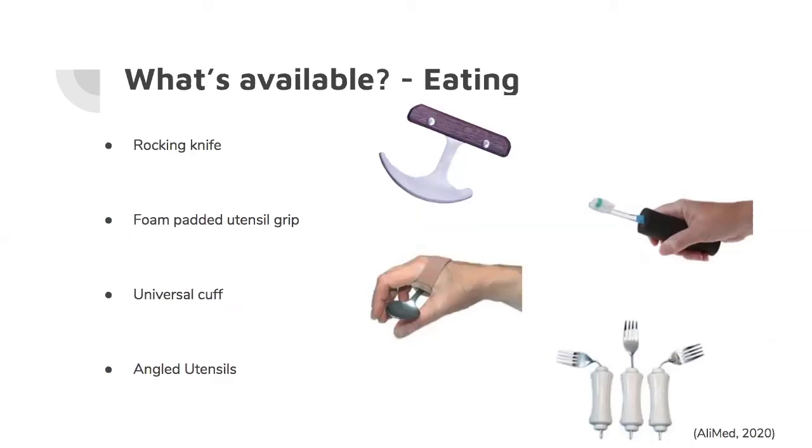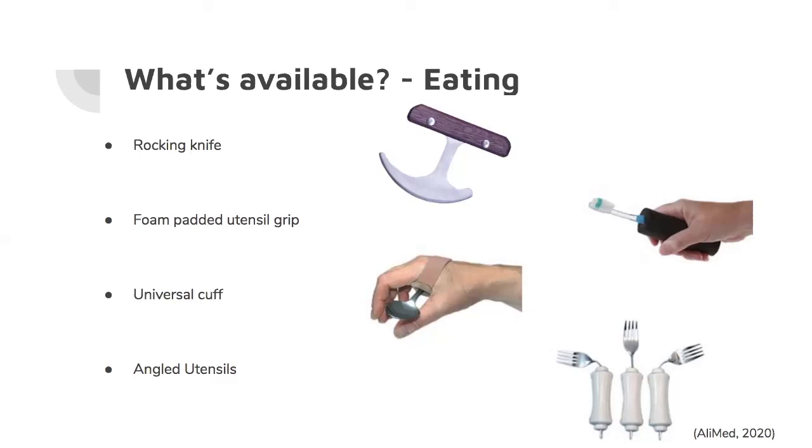So the first being a rocking knife, and we can use this with clients who are unable to use a fork and a knife at the same time to cut their food. And this really allows the user to easily cut their food using one hand. So this is great for clients who only have function in one hand to just sort of increase that independence during meal times. So the next is the foam padded utensil grip, which you can see on the right there.